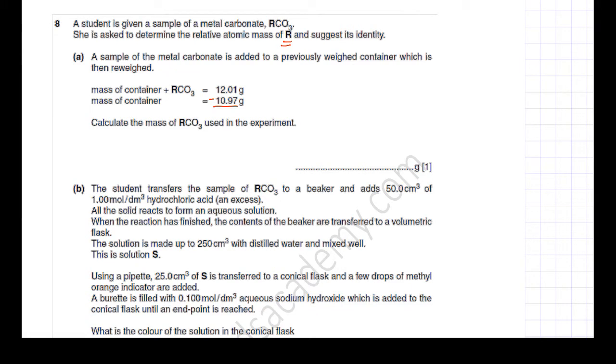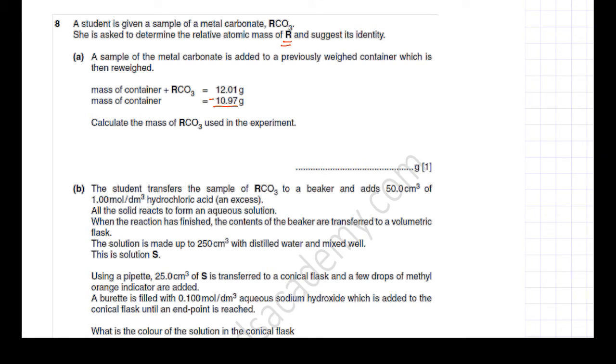In the following moles and titration question taken from the ATP past paper, the question is basically about finding this element R in this compound RCO3. The question states that a student is given a sample of a metal carbonate, which is RCO3, and is asked to determine the relative atomic mass of R and suggest its identity. So we need to find what this R is in RCO3.